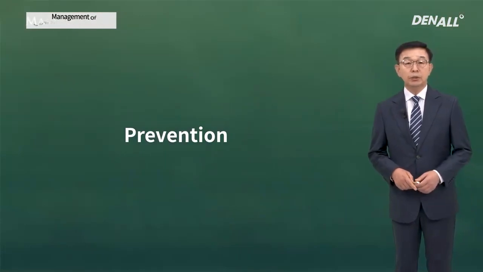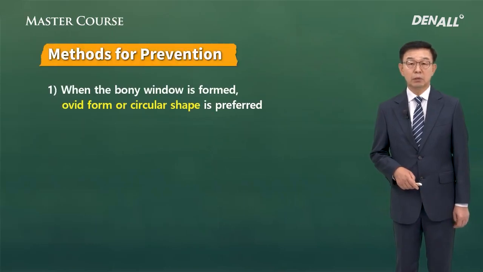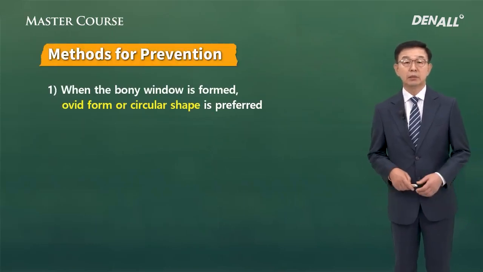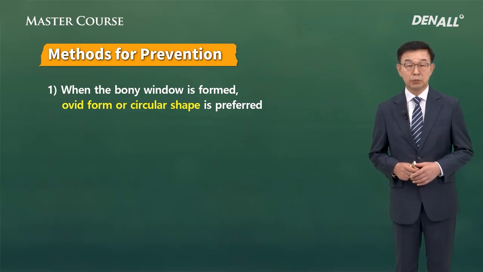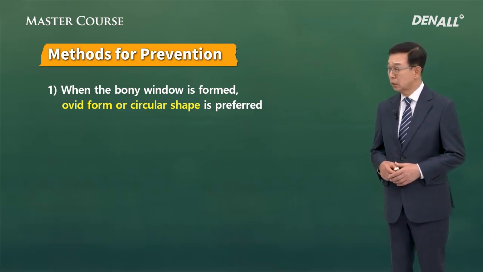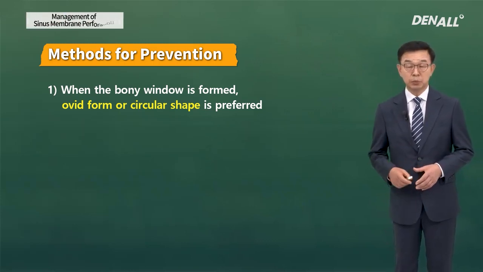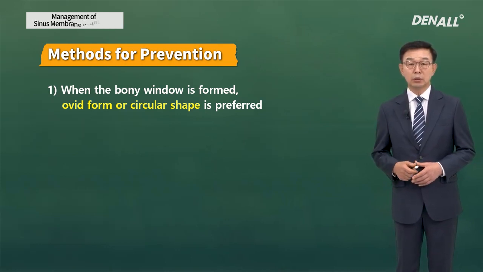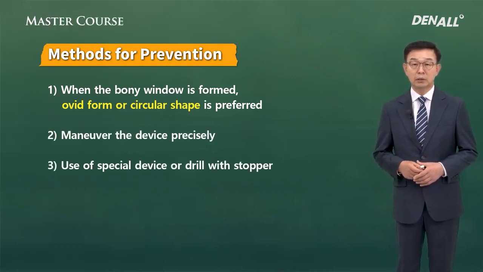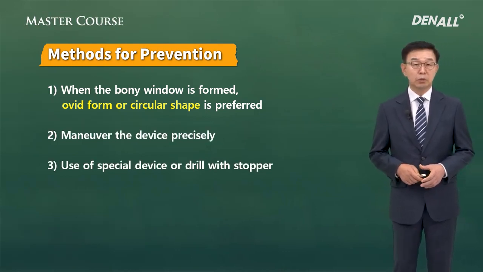How can we reduce the possibility of sinus membrane perforation? First, when you form a bony window in the lateral wall, it is better to form it in the ovoid form. If you make it rectangular or angled, there's a higher possibility of sinus membrane perforation and sinus lift can become more difficult. The bony window should be ovoid or circular. When you apply the device, you need to pay a lot of attention as well as touch the sinus floor.